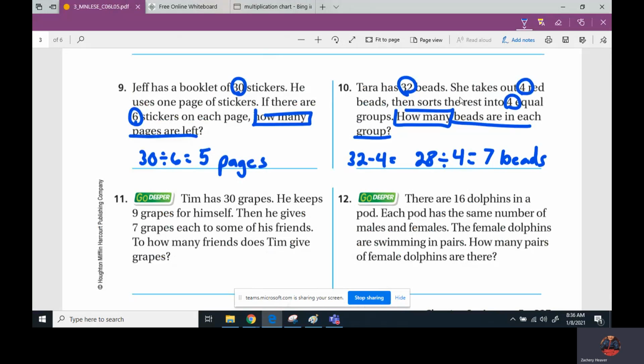This part, we won't see this often where she takes out some, but you got to pay attention. If you did 32 divided by 4, you'd get 8, and it'd be wrong. So make sure you pay attention and circle the numbers to make sure you know what to use.